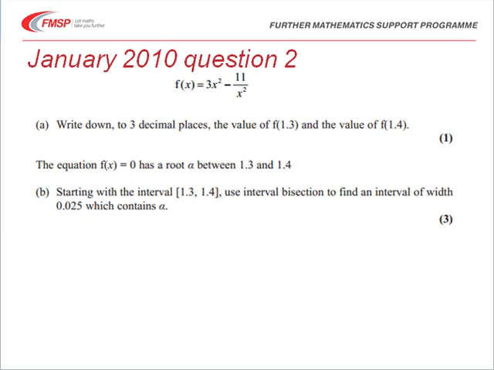Well, the first part is just one of calculating values, so f of 1.3 is simply substituting 1.3 into the given function, and that comes out to be negative 1.439. F of 1.4 is equal to 0.26. Actually it's 0.267755, but to 3 decimal places, 0.268.